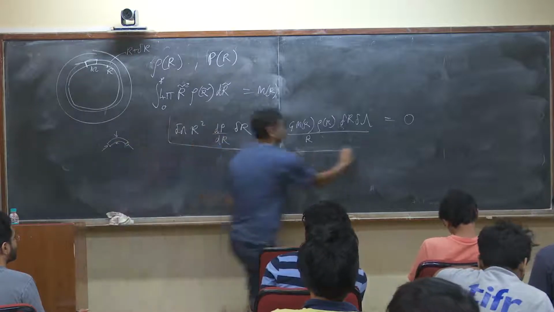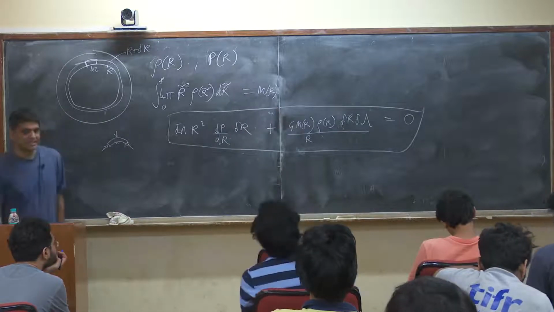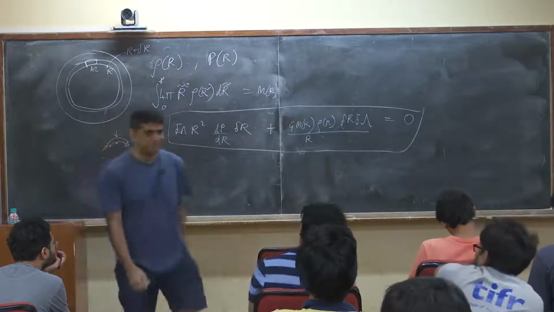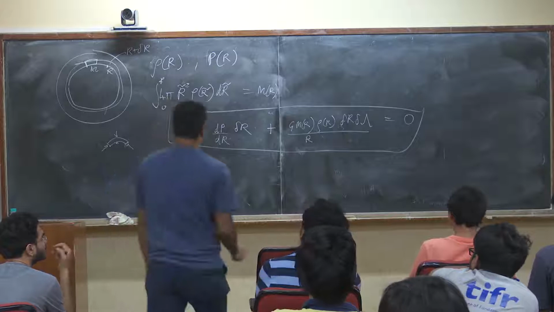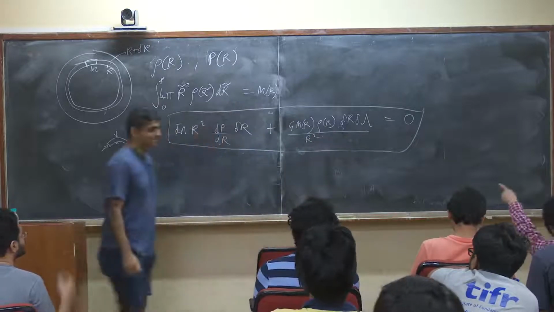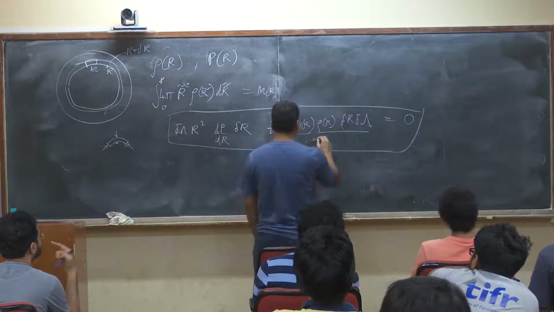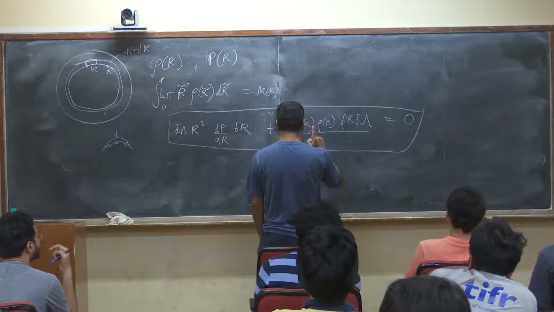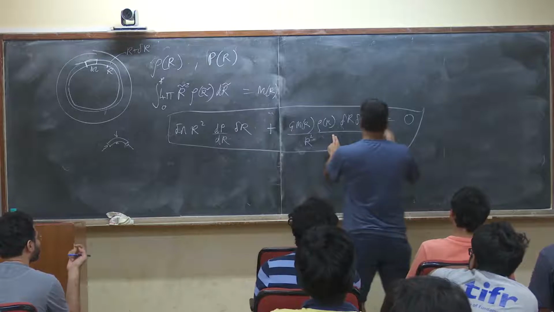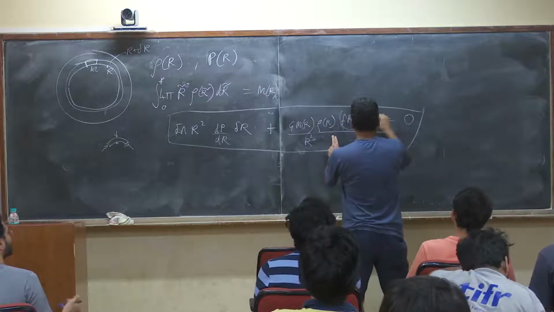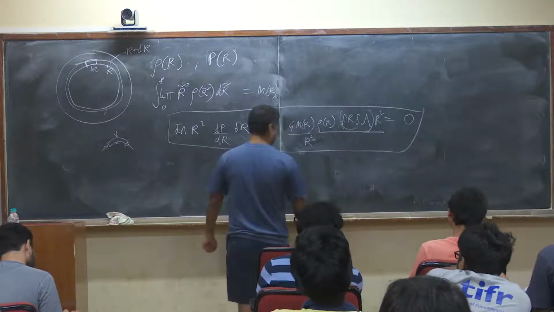This is the kind of thing you could have been given in the TI part. Oh, R squared, thank you. Well, there's an R squared downstairs, firstly, because Newton's law has an R squared. Yes, R squared.